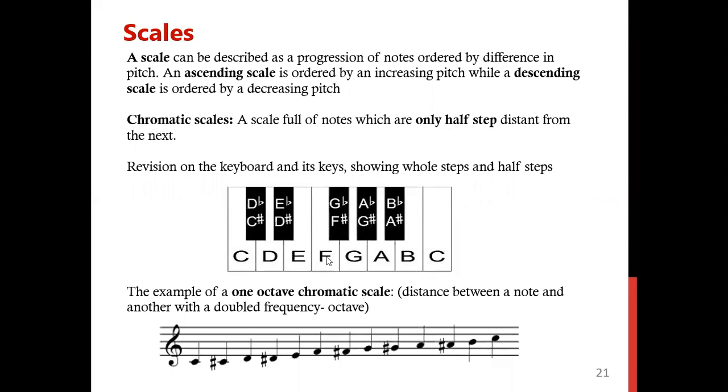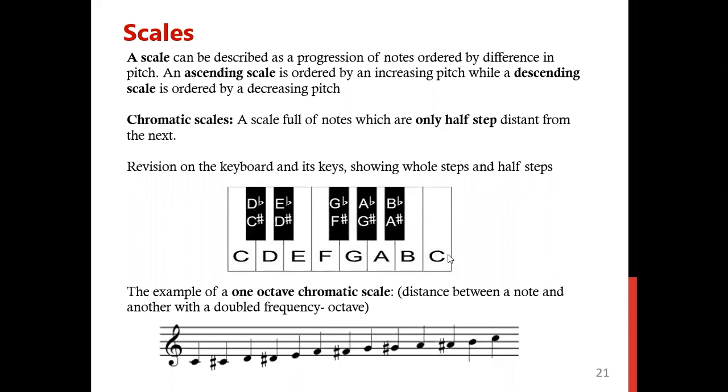From F to G, that's a full tone. From E to F is a semitone. From F to G is a full tone or a whole step. From G to A, another full tone or a whole step. A to B, another full tone or a whole step.